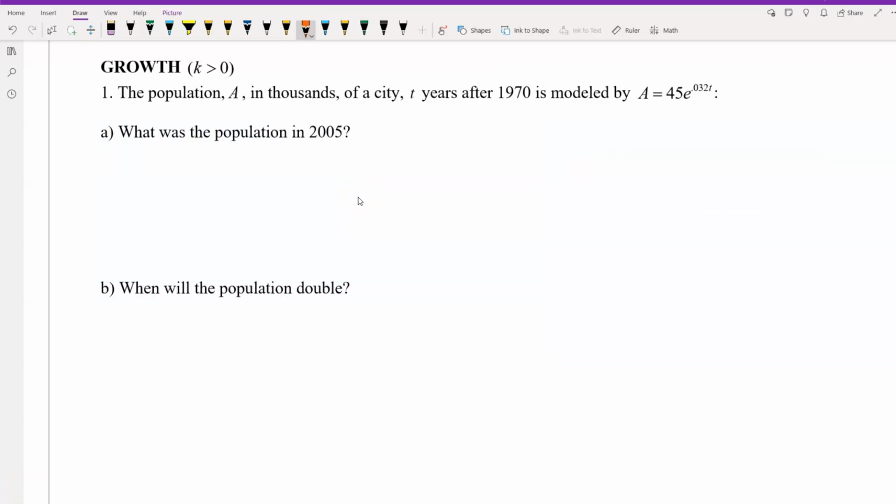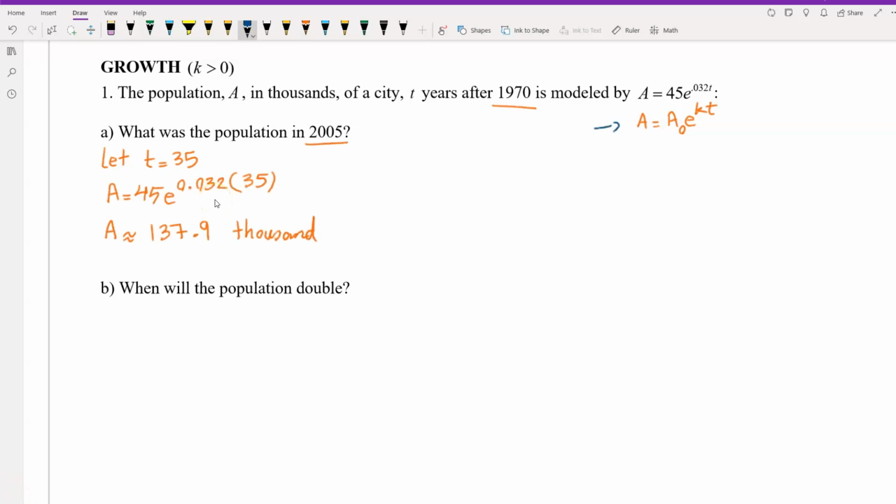This example is for when k is greater than 0, so we're going to have growth. The population in thousands of CDT years after 1970 is modeled by A equal to 45 times e power 0.032 times t. Part A, what was the population in 2005? So here we have 1970 and here we have 2005. Subtracting these two, we're going to have t equal to 35.